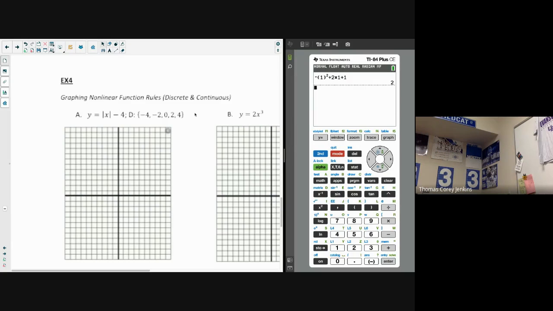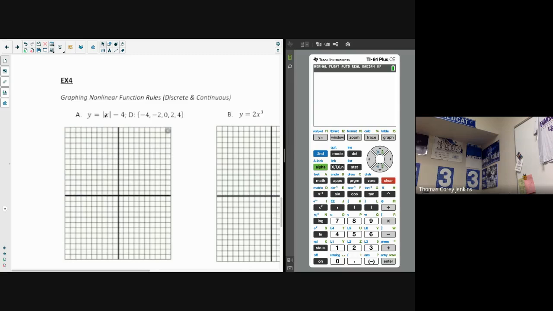All right, guys, Mr. Jenkins back here with the rest of your 4-4 video, just example 4, which deals with nonlinear function rules, graphing those. And I would just say that you're not going to really be able to do those without a table, right? If you're using slope and y-intercept to graph the linear stuff, that's great. But you're going to have to change your approach on this one, okay?